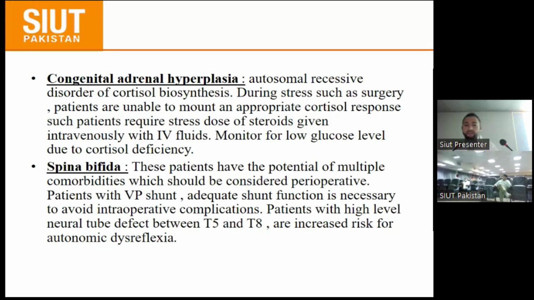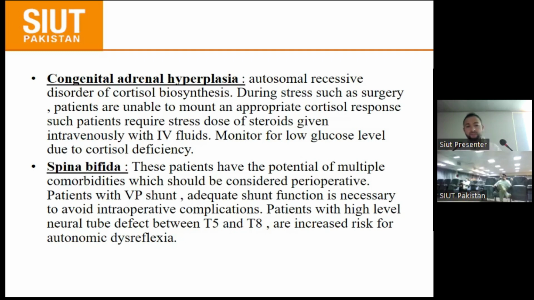In congenital adrenal hyperplasia patients, it is an autosomal recessive disorder of cortisol biosynthesis. During stress, such as surgery, patients are unable to mount an appropriate cortisol response. Such patients require a stress dose of steroid given intravenously with IV fluid. Perioperative glucose level should be checked due to cortisol deficiency.